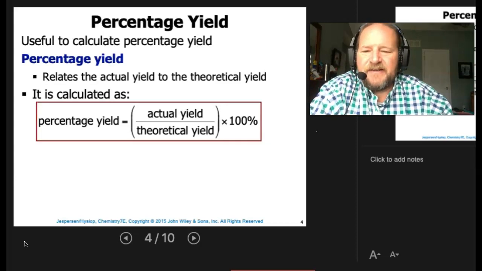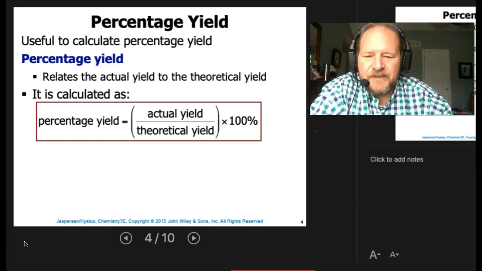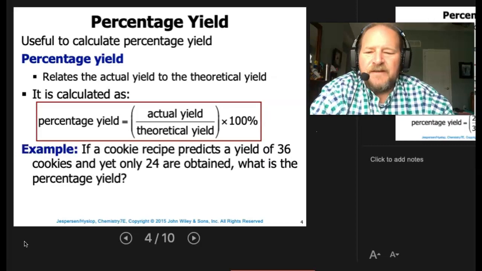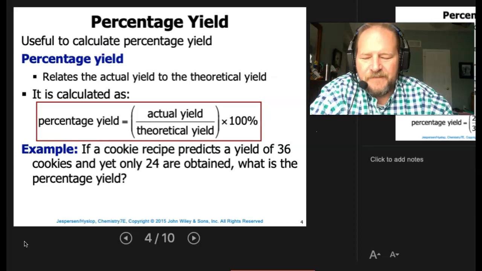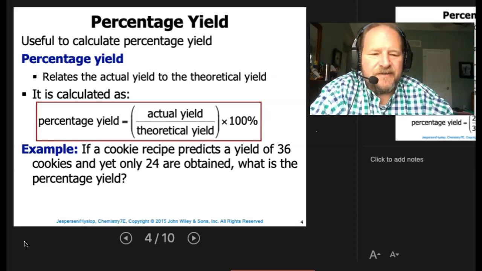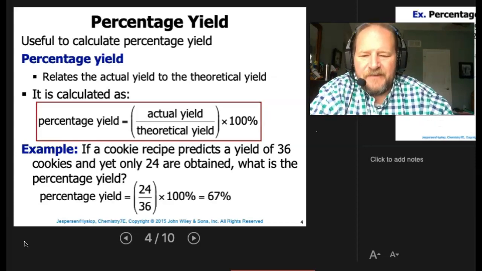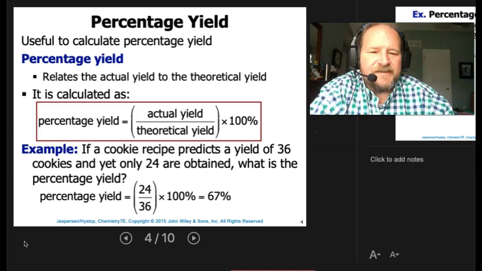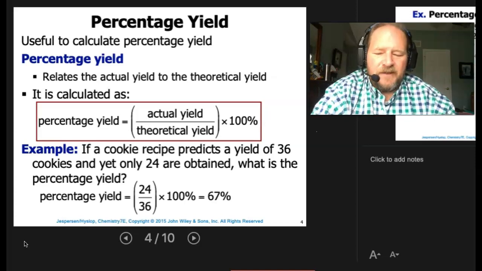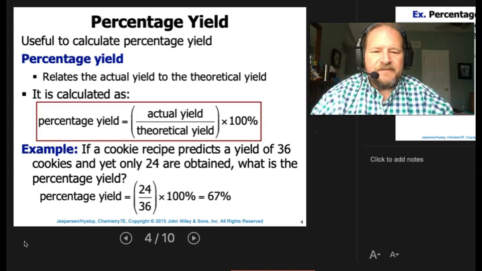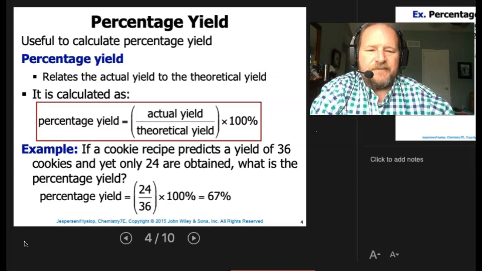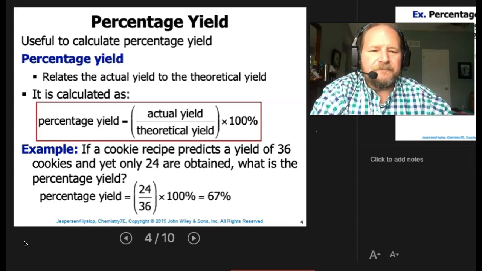So your basic calculation is this: percent yield is equal to the actual yield divided by the theoretical yield times 100%. So if a cookie recipe predicts a yield of 36 cookies and yet only 24 are obtained, what is your percent yield? You'll take 24 divided by 36 times 100%. And that's what a lot of chemists will talk about when we're looking at synthesis. Right? What is your percent yield? What's your bang for your buck?